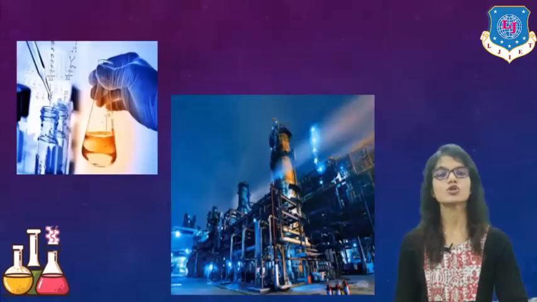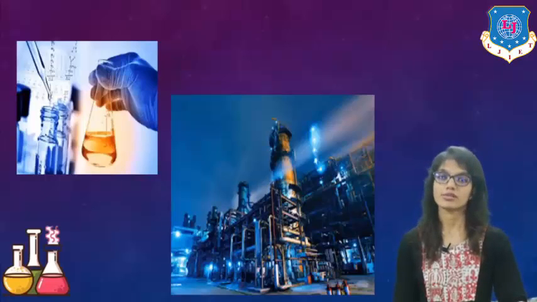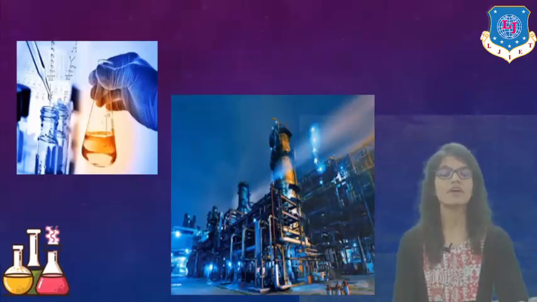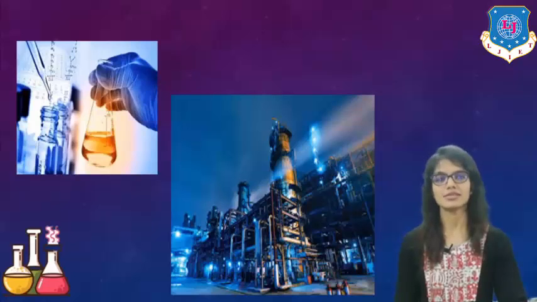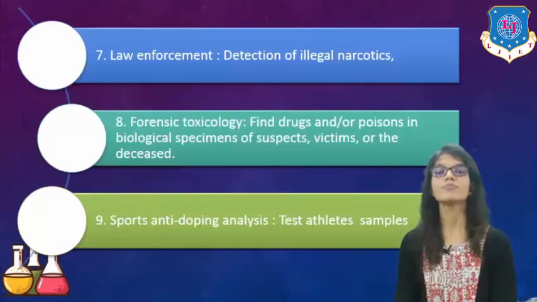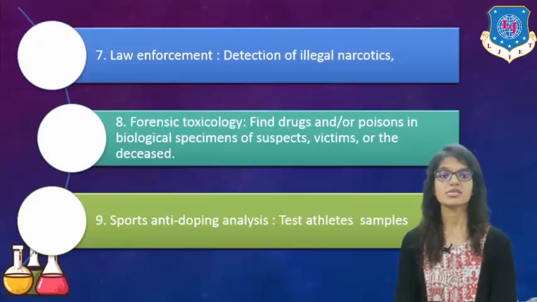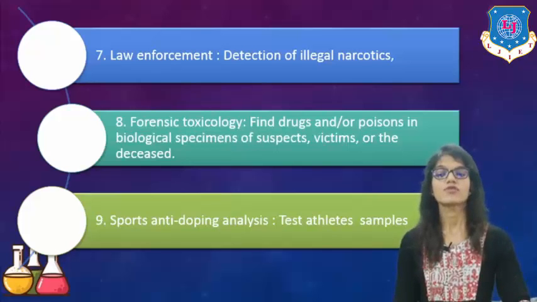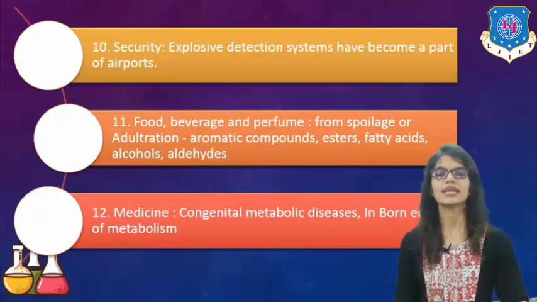Along with it, it is also used in criminal forensics, that means to identify any substance found at a crime scene. So we use mass spectrometry for all these kinds of applications. We can use it in law enforcement agencies for detection of illegal narcotics, in forensic toxicology, in sports for anti-doping analysis to detect certain banned substances. It is even used for explosive detection also.